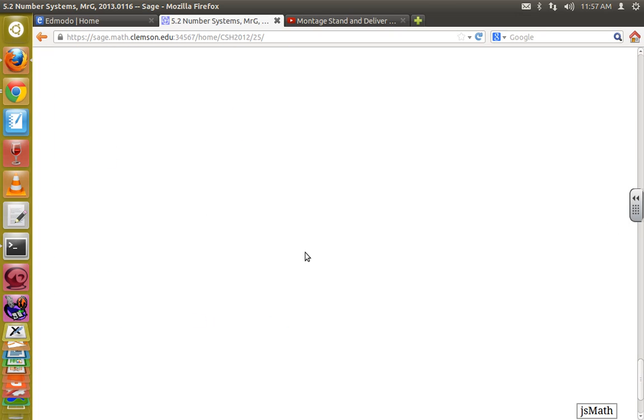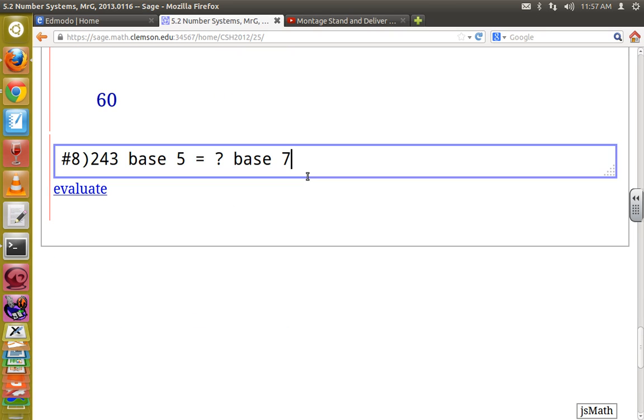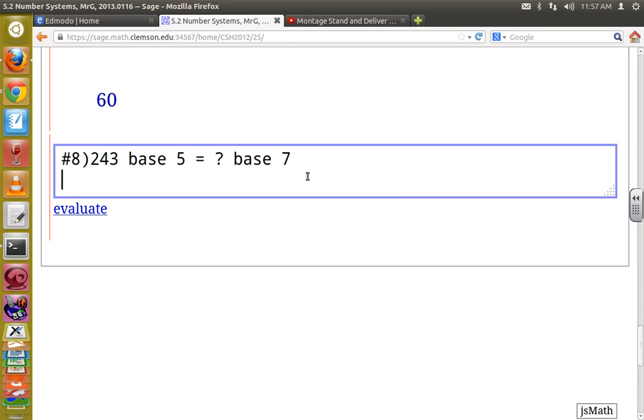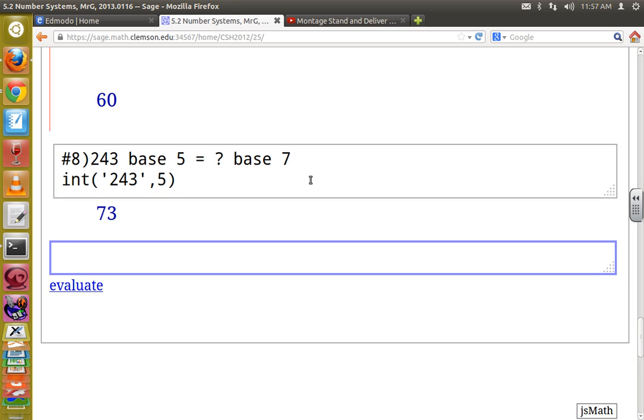All right, so let's do what we can do on Sage. We can convert from base 5 to base 10. How? Int of, quote, 243, close quote, comma 5. So I'm putting in a string. It's going to spit out an int, and that int will be a base 10 number representing 243 base 5. Is that right? Well, you could do that in your head.